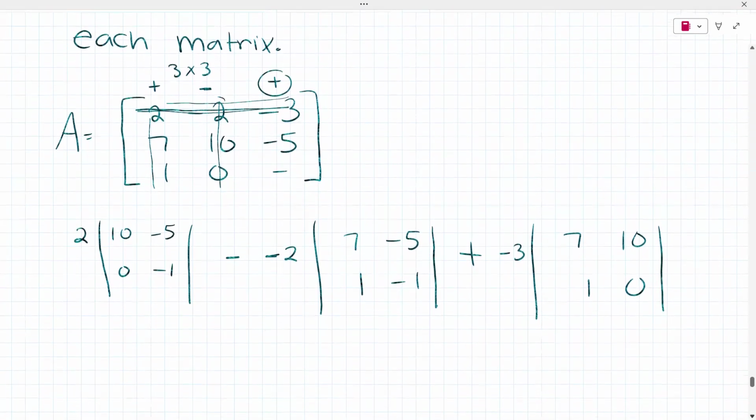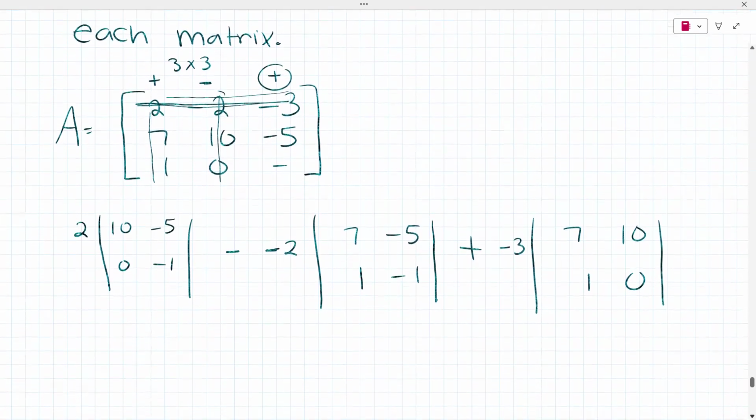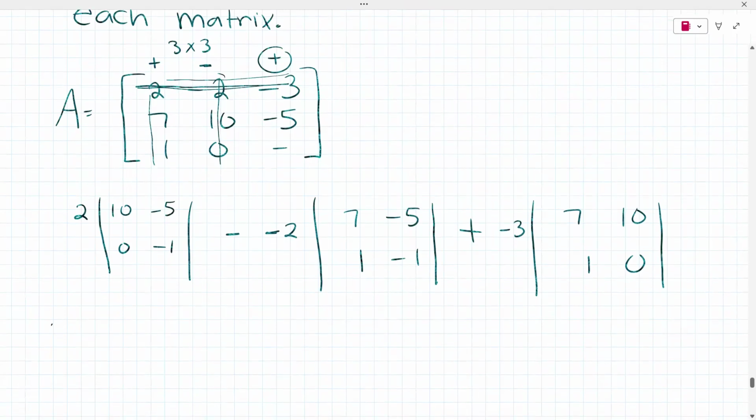We're going to clean this up. So now we have a 2 by 2 matrix, which is easy. So this is going to be 2. And then how do you find the determinant of this? It's major minus minor. So it's basically saying 10 times -1 minus 0 times -5.